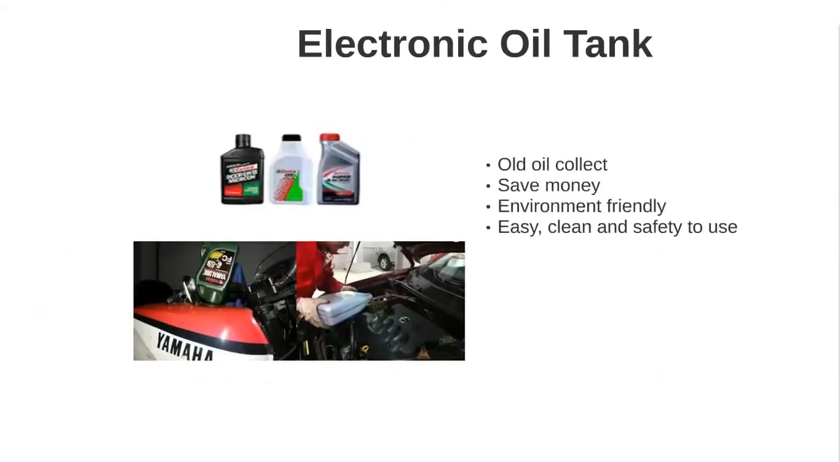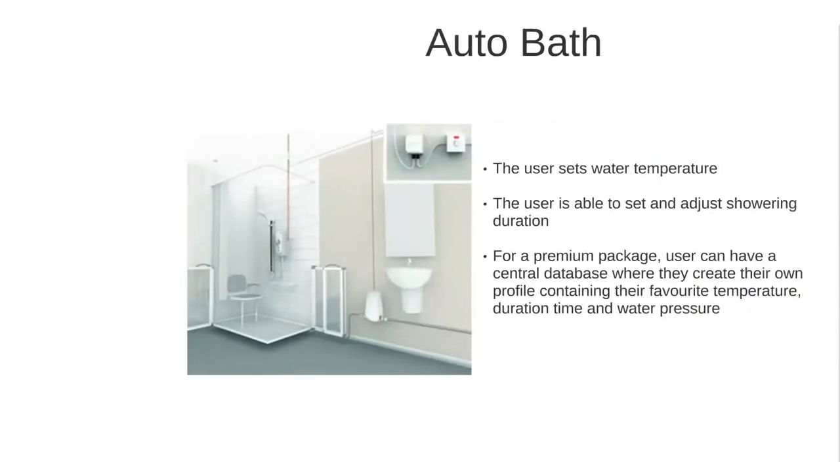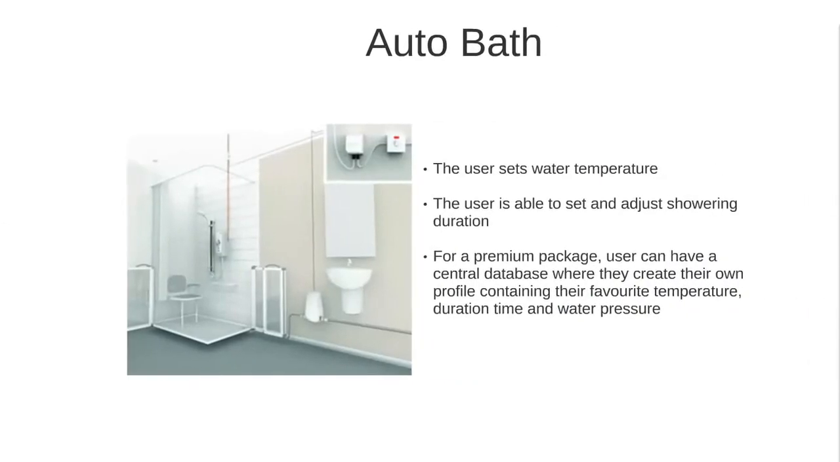The third proposal was an electronic oil tank for the car, which saves money, is environment friendly, easy, clean, and safe to use. There is the auto bath, where a user can set the temperature. The user is also able to set the duration, and they can also set their time.